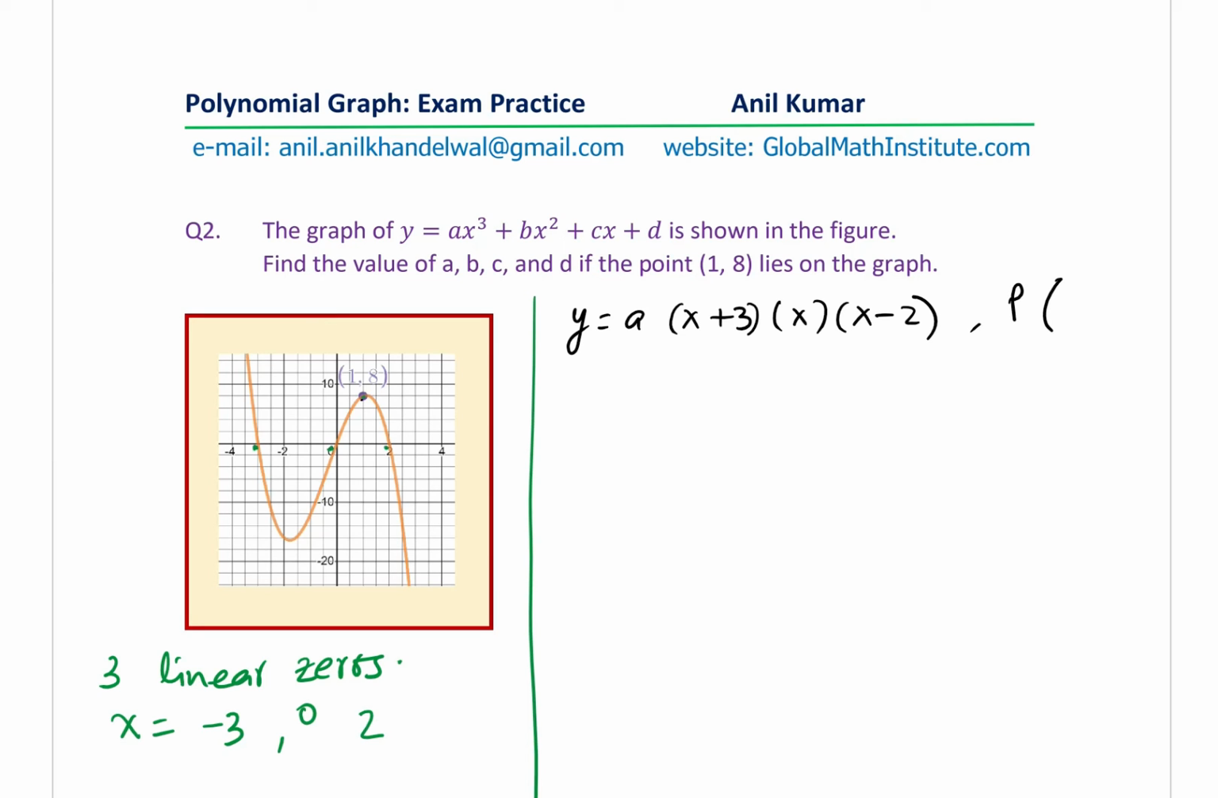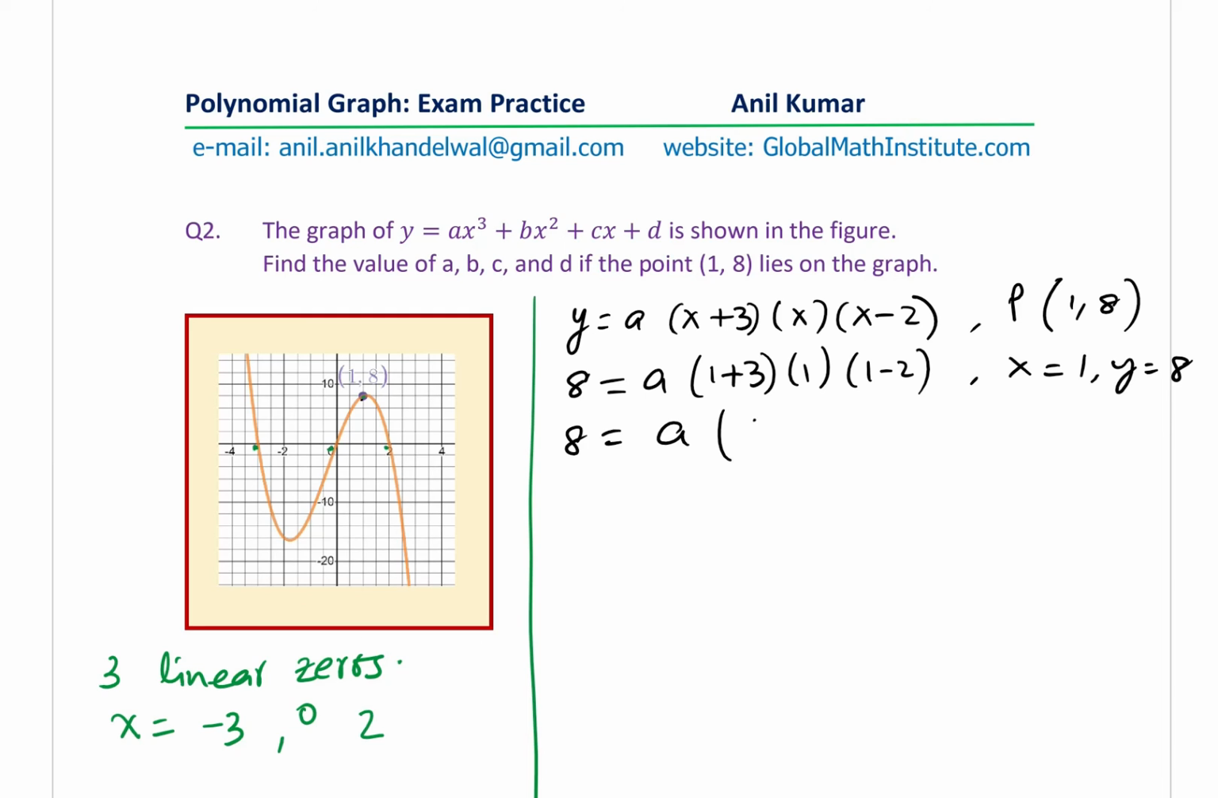We know there is a point given to us at 1, 8. Substituting, we get 8 equals to a times 1 plus 3 times 1 minus 2. So x is equal to 1 and y is equal to 8. Substitute that value, right? So 8 equals to a times 3 plus 1 is 4, and that is 1. This is minus 1. So we get a value of a as 2, with a negative sign. 8 divided by minus 4 is a, which is minus 2. So that gives us the equation.